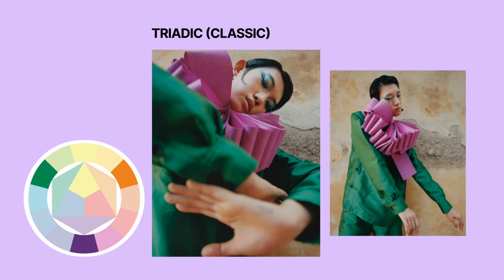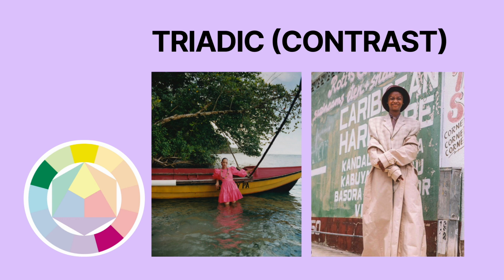Let's continue studying the triad scheme. Here we see three colors: green jacket, orange wall and skin, and the purple accessory around his neck. The next scheme is also a triad, but it's unusual. The scheme is called contrast triad. In this scheme, two colors are placed opposite to one. In this photo, we have pink color and opposite to it two more colors, yellow and green.